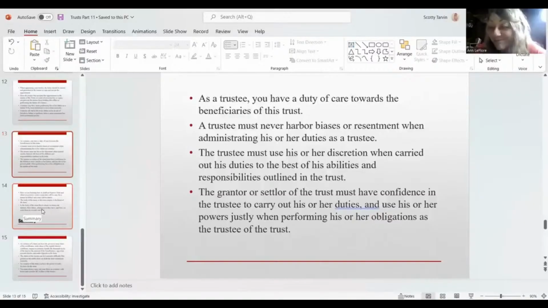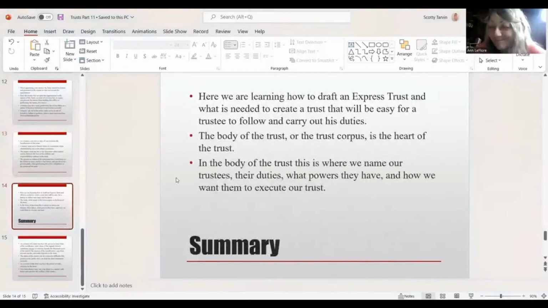There you have it. Sage advice, choose wisely. All right, here we go with the summary.